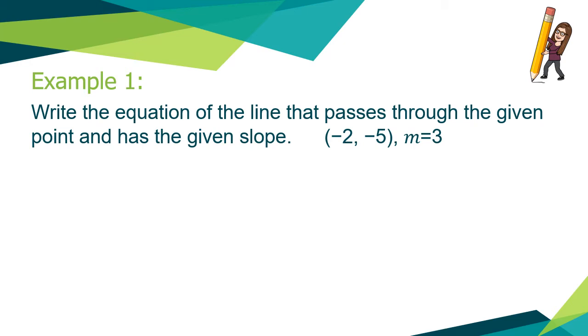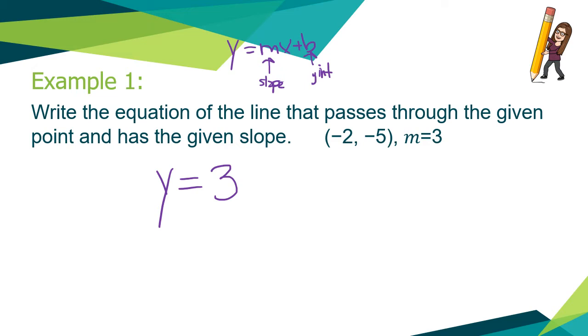For example 1, we're going to write the equation of a line that passes through the given point and has the given slope. So I'm going to start off with my y equals. Think of what you know. You know y equals mx plus b, right? You know that m is always the slope, and you know that b is the y-intercept. Well, now that's the y shift. So I'm going to start off with my slope.